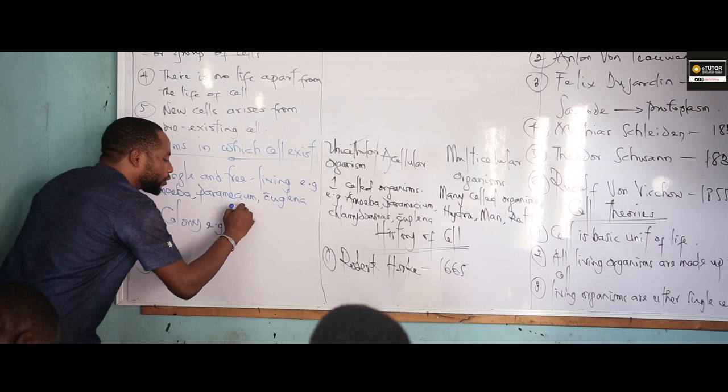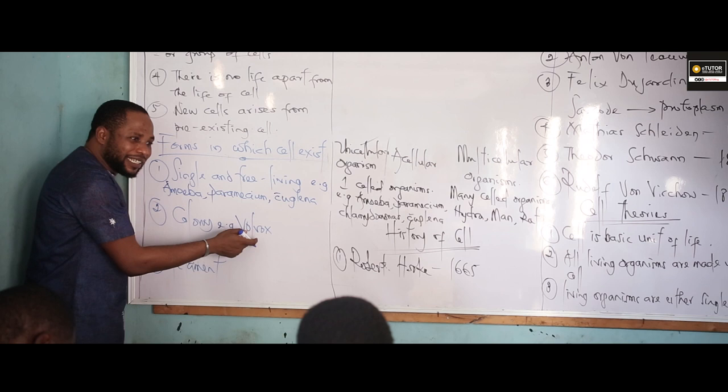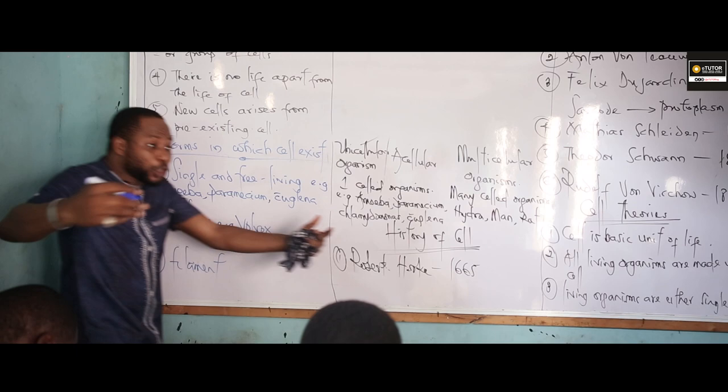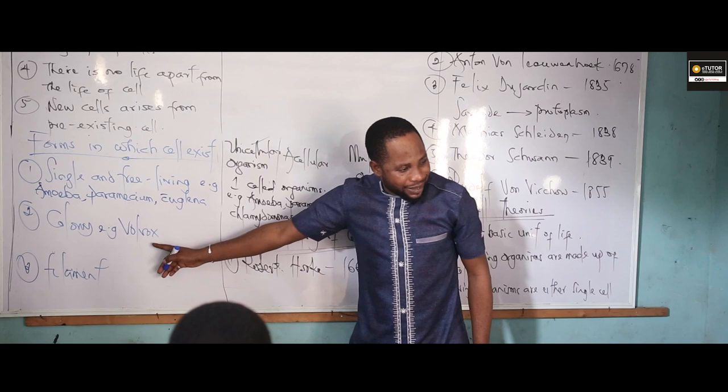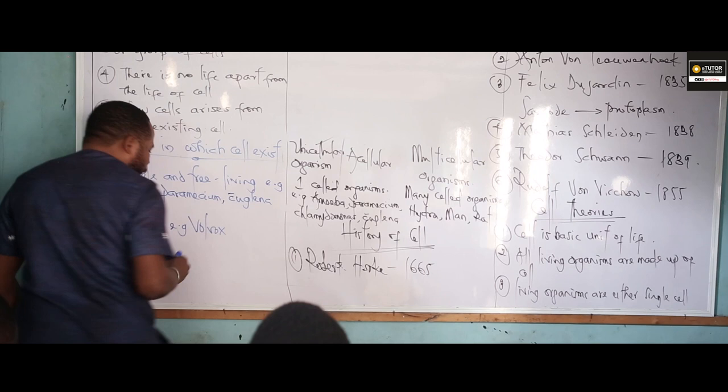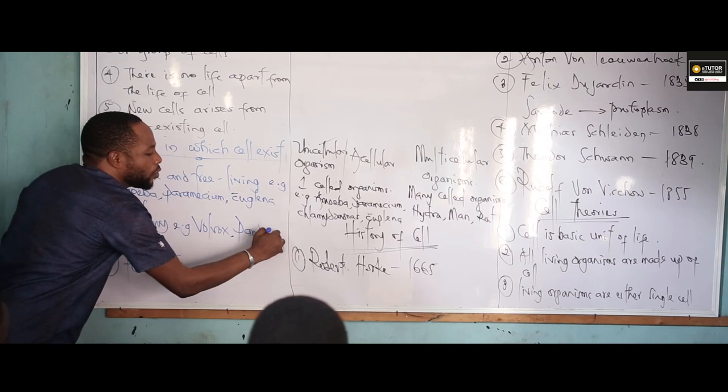we have Volvox. Volvox is a mass of Chlamydomonas. Chlamydomonas mass together. They all come together to form Volvox. And that Volvox can act as an entity. Do you understand that? Another example of a colony is Pandorina. That's another example of a colony.